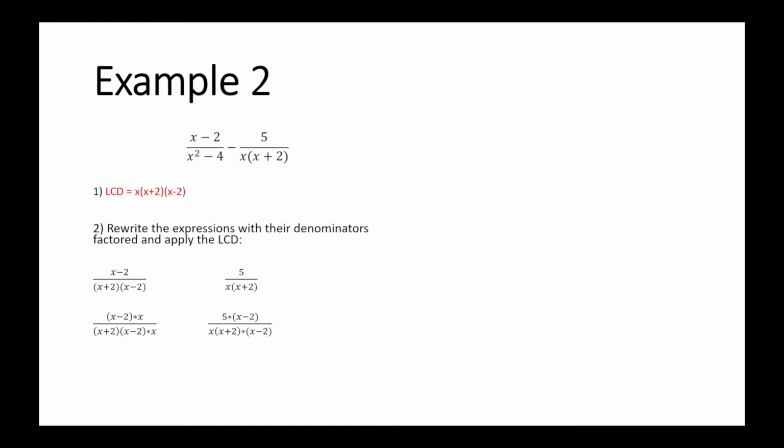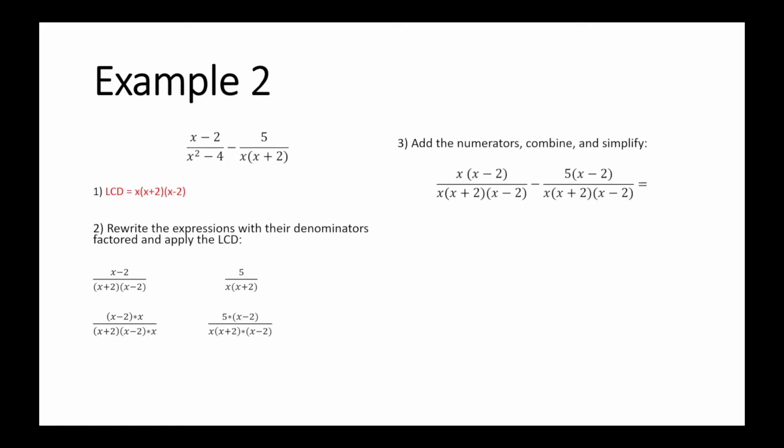Then we can go ahead and multiply each of the terms by the missing factor of the LCD that they don't have. The first term is missing an x, so I'll multiply top and bottom by x. And the second expression is missing an x minus 2, so we'll multiply the top and the bottom by x minus 2. At this point now, we have the same denominator for both terms, so we can combine everything into one expression like this, and now we can distribute out everything.